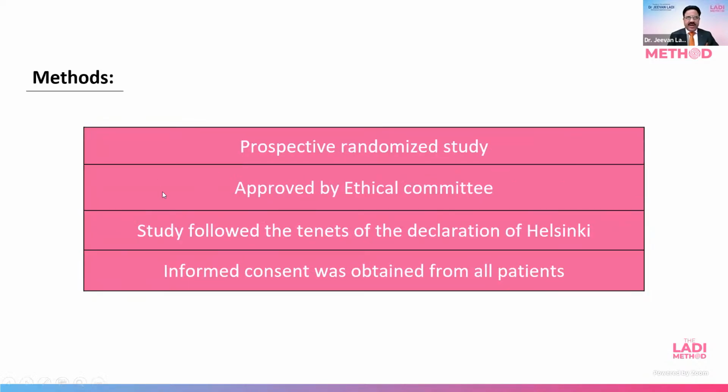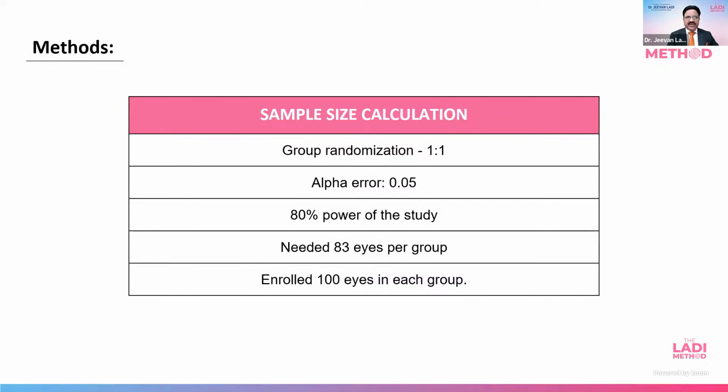This is a prospective randomized study approved by the ethical committee. The study followed the tenets of the Declaration of Helsinki. Informed consent was obtained from all the patients. Since there are only two groups, sample size calculation had a randomization of 1:1. Alpha error was kept at 0.05. At 80% power of study, we needed 83 eyes per group. We enrolled 100 eyes in each group.